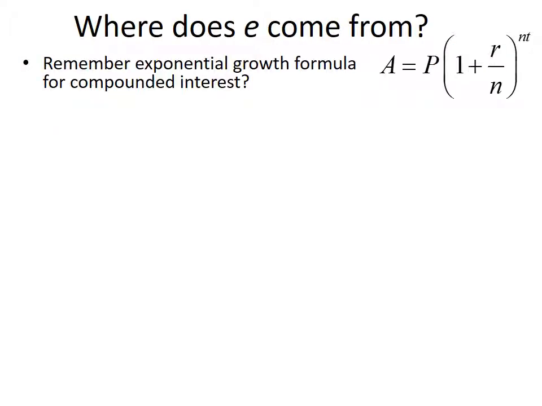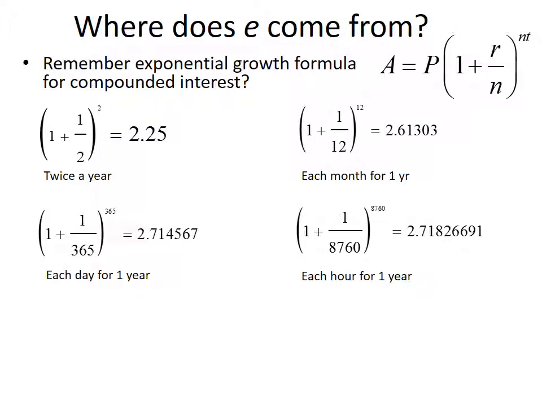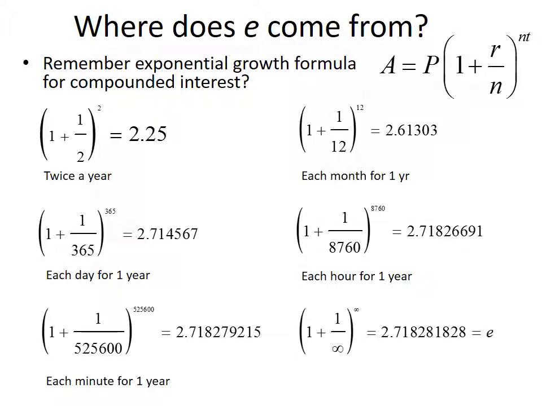Where does e come from? e comes from the exponential growth formula. If we take a look at all of these examples, if we were to compound interest twice a year, each day for 1 year, each minute for a year, each hour for a year, all the way to infinity, we would always approximate 2.718, or e.